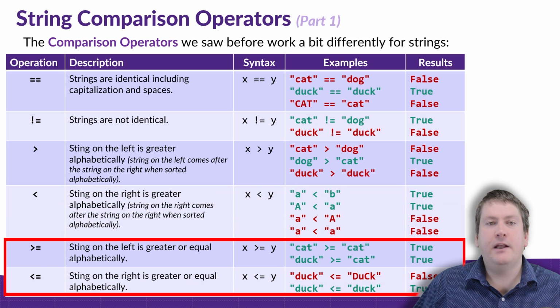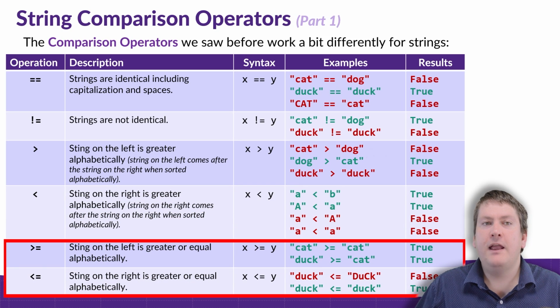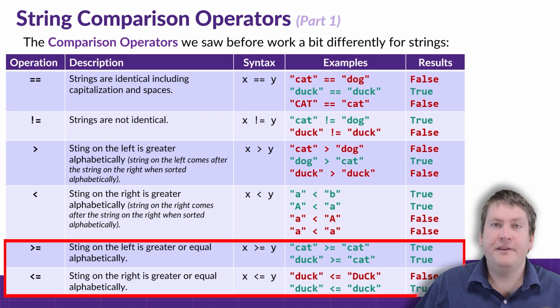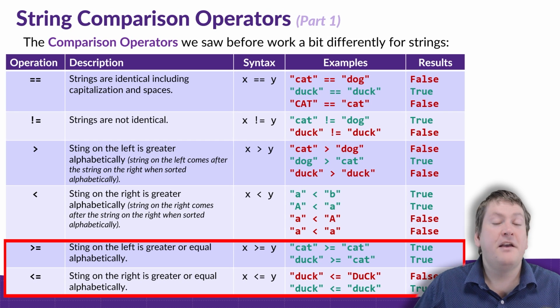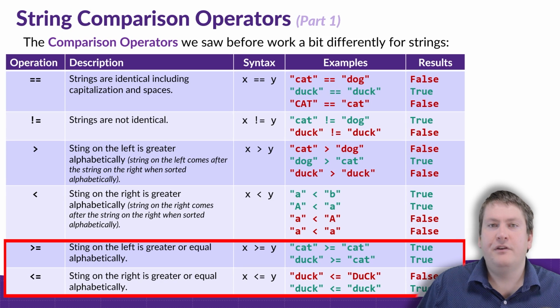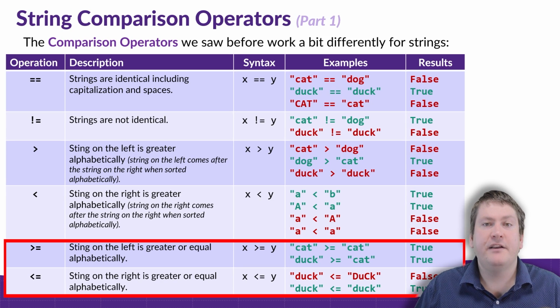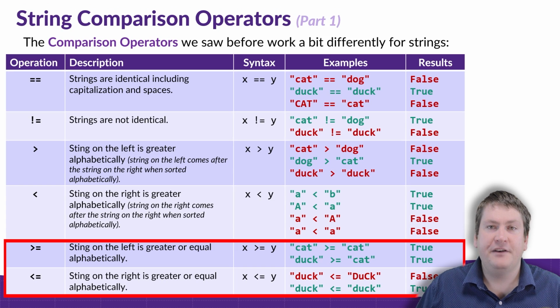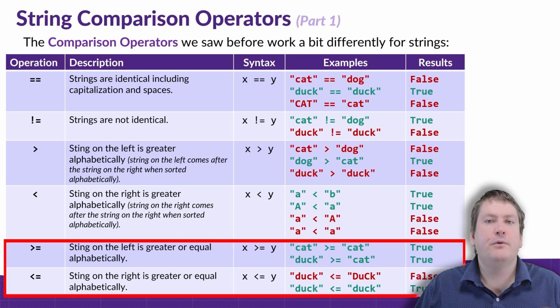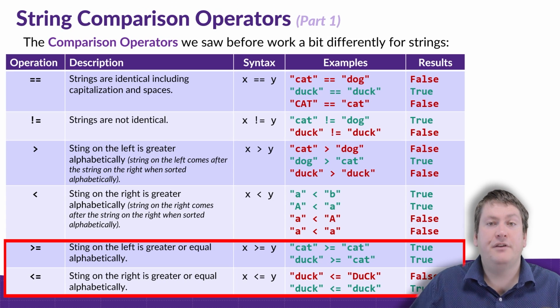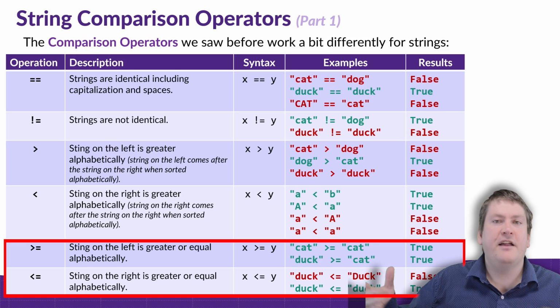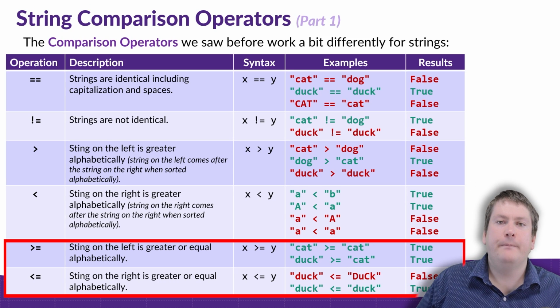Next are greater than equals and less than equals. And these are the same as greater than and less than for these string values, except just like with the integer and floating point values, they also include cases where the values are identical. So for example, cat greater than equal to cat is true because the values are identical. Duck greater than equal to cat is also true because duck comes later in the alphabet. It has a sort of greater value alphabetically.